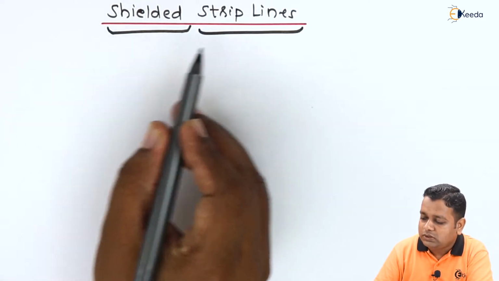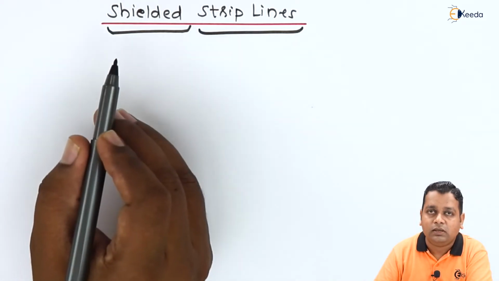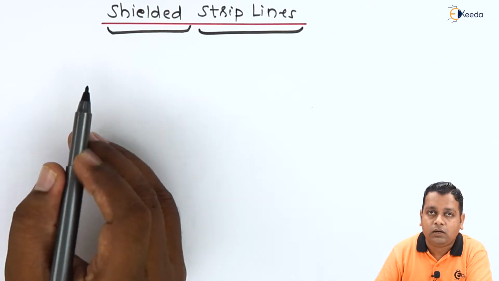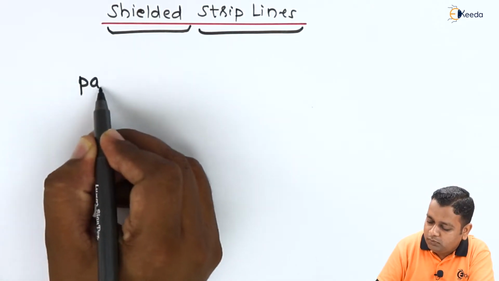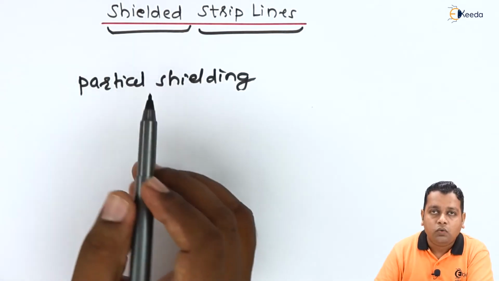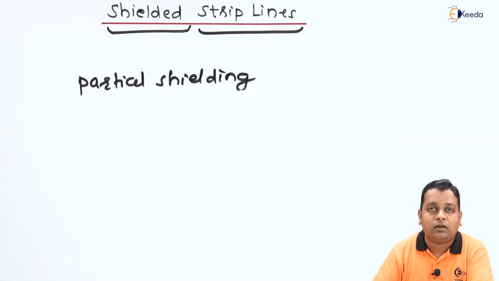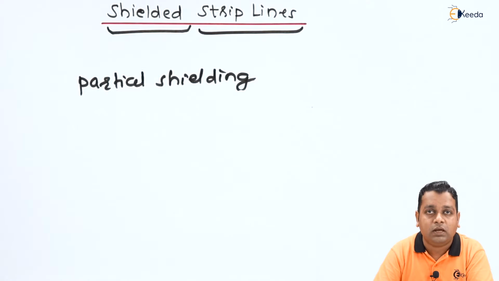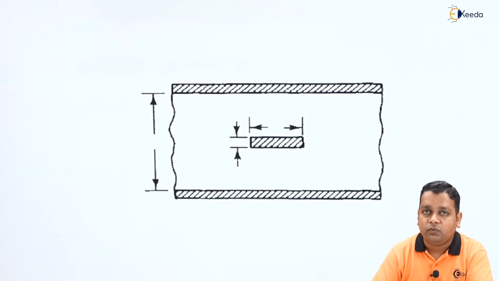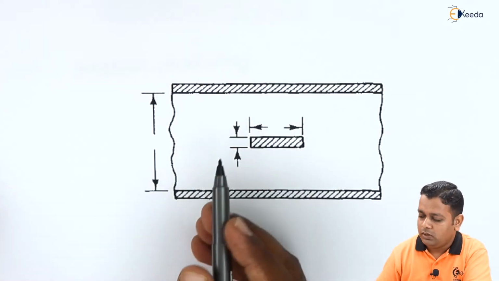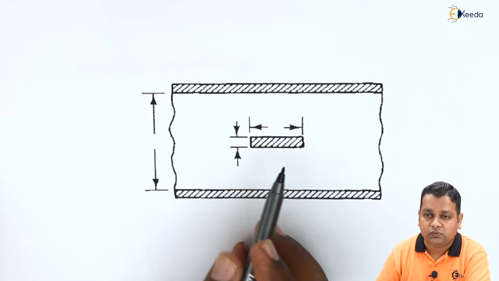For the shielded strip lines, either we can have a complete or a partial type of shielding. So how can the shielding be made to the structure of a strip line that has a strip conductor at a positive potential and a ground plane separated by a dielectric substrate? Let us see with the help of a schematic diagram. In this diagram we see a cross-sectional view, so in two dimensions we have this view.